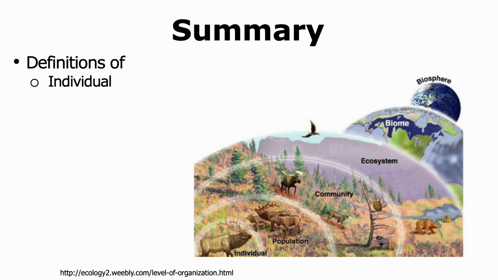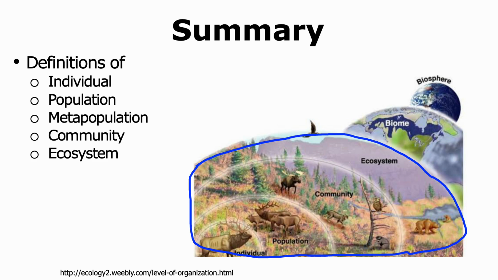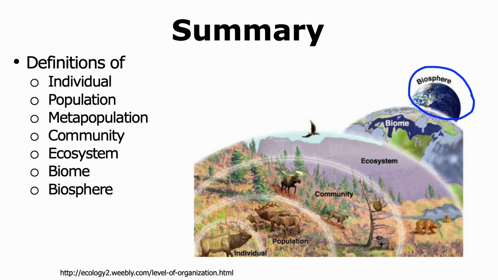With this, we come to the end of our talk, where we learned about the different levels of ecology, which includes the individual, the population, metapopulations, communities, ecosystems, biomes, and the biosphere.